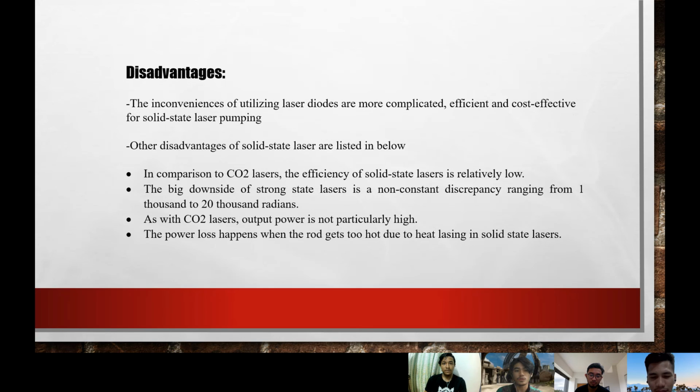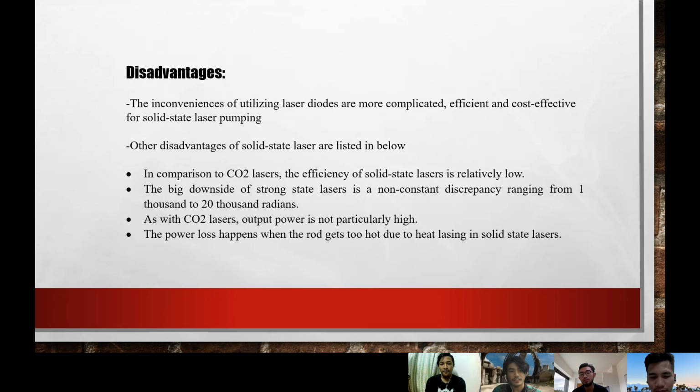In comparison to the CO2 laser, the efficiency of the solid state laser is relatively low. The big downside of the solid state laser is a non-constant occupancy ranging from 1,000 to 20,000 radians. As with CO2 lasers, output power is not particularly high, and power loss happens when the rod gets too hot due to heat in the solid state laser. So that's for the disadvantages.